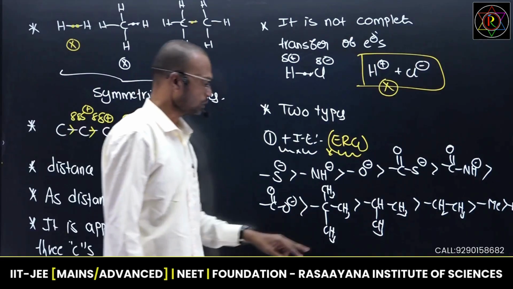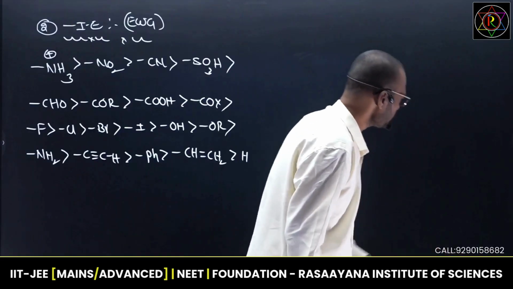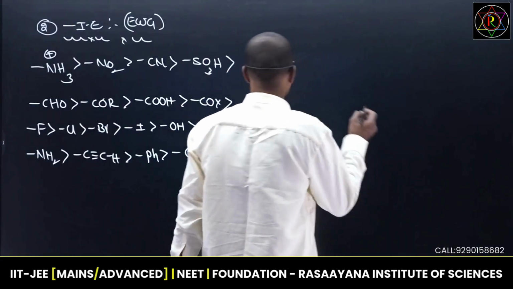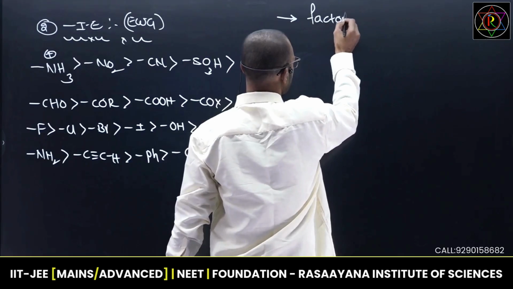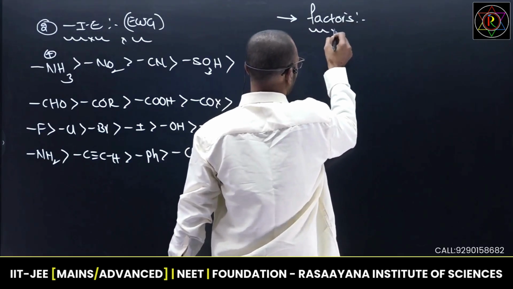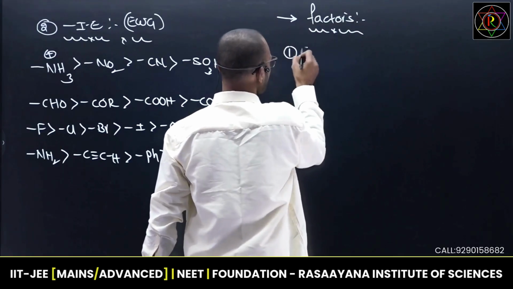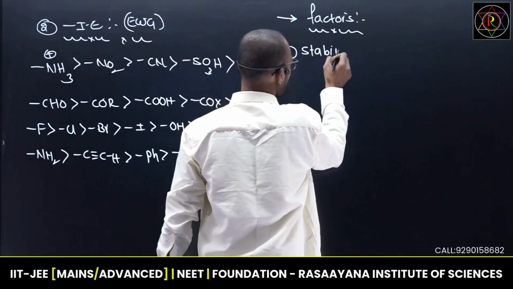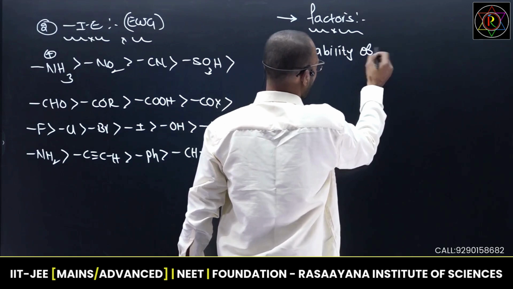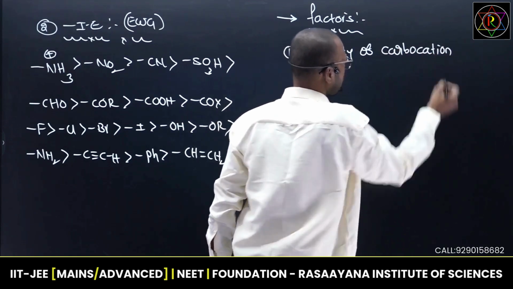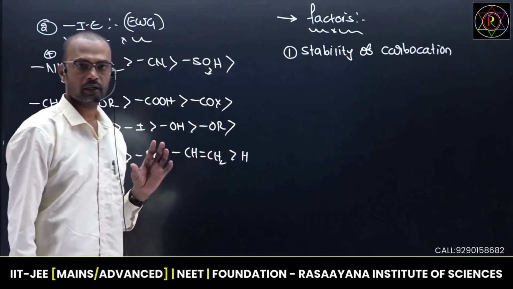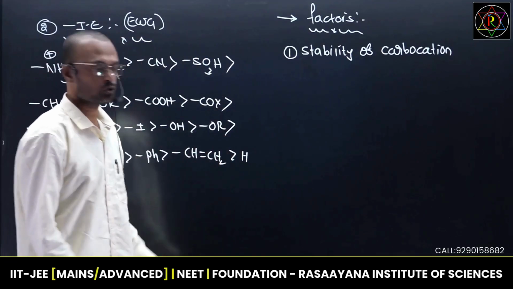Okay, so now see the factors. In short, I will explain the factors so that you will get some idea. So what are the factors affecting inductive effect? Factors. Okay, first factor, it is going to explain stability of carbocation. If any carbocation is taken with any electron releasing group, stability increases.